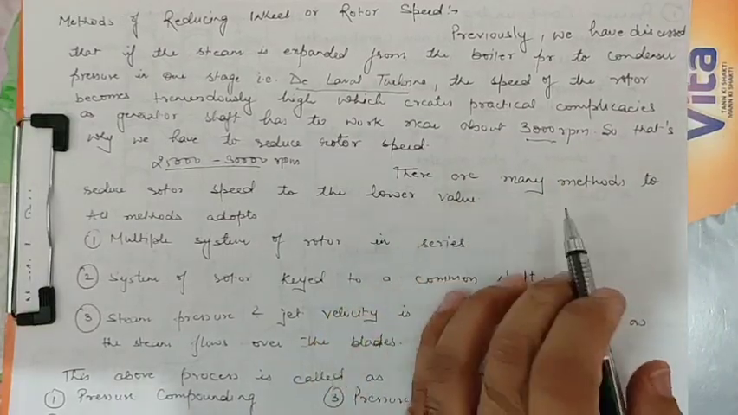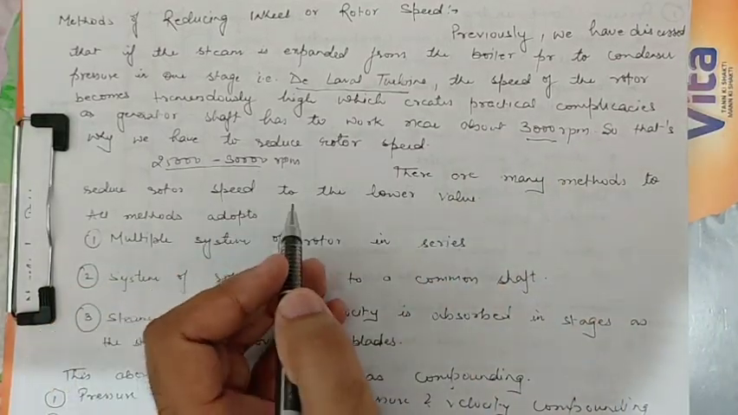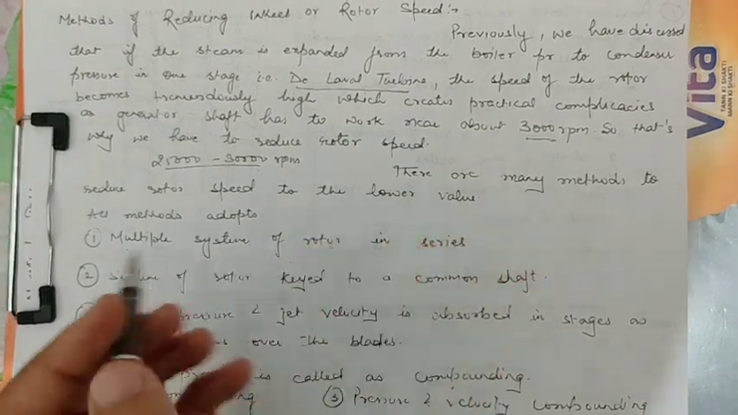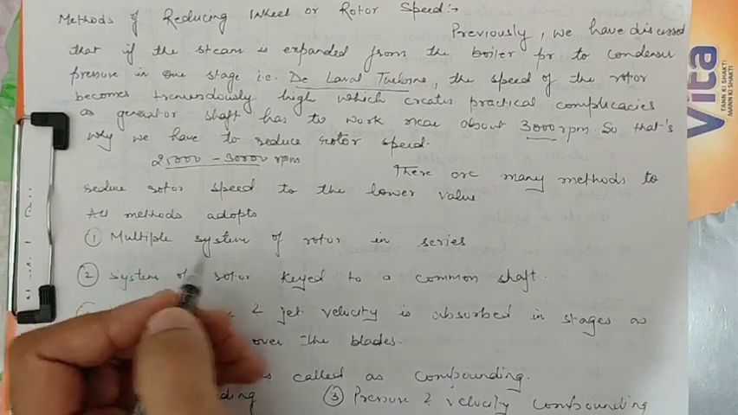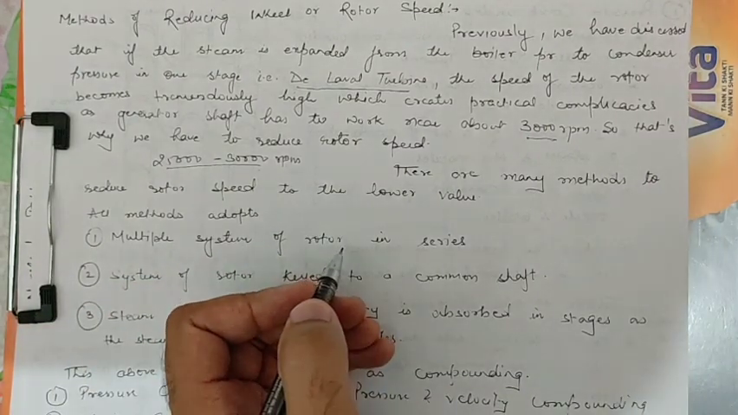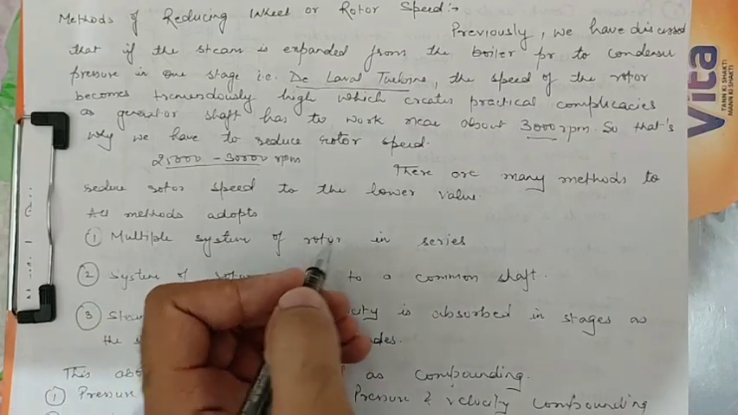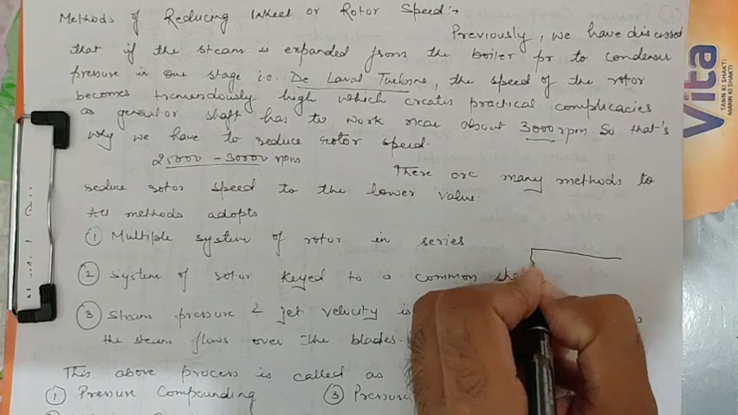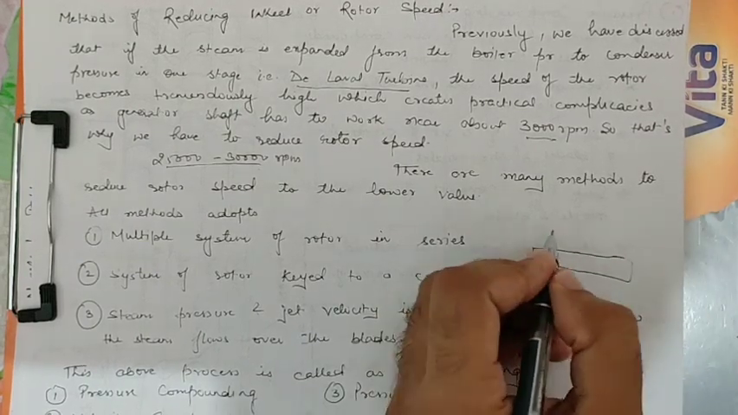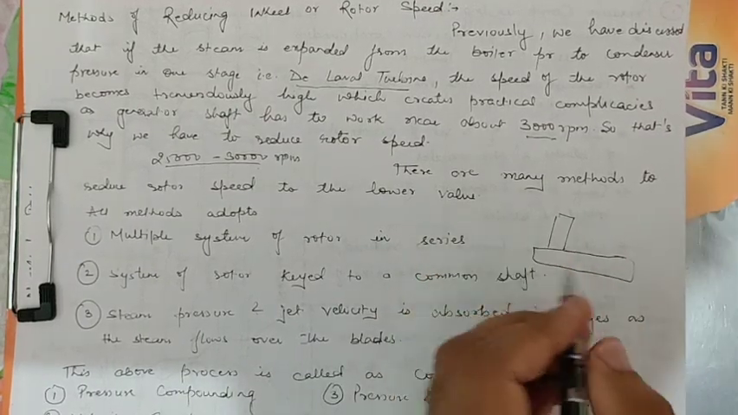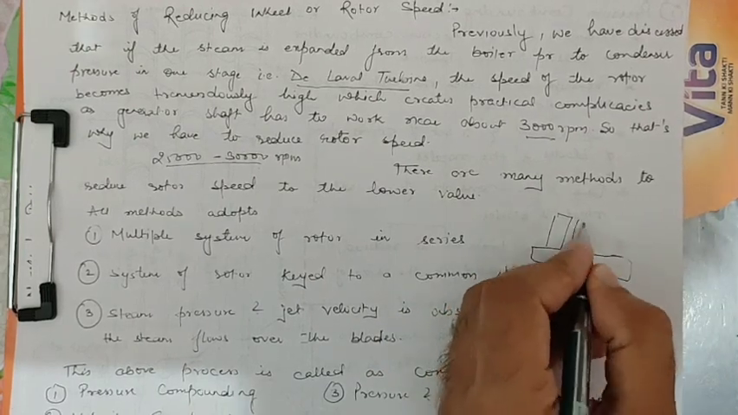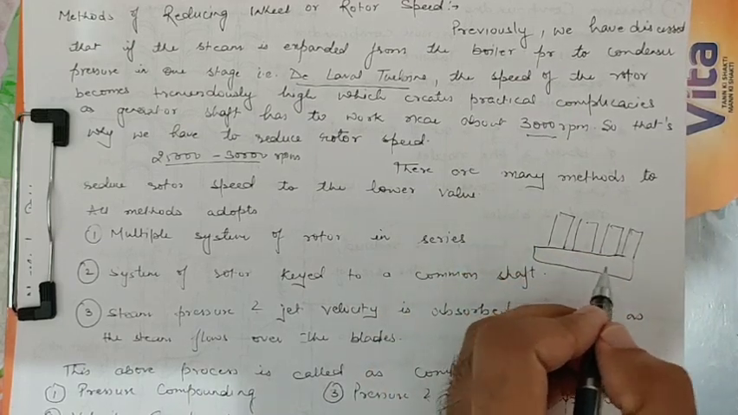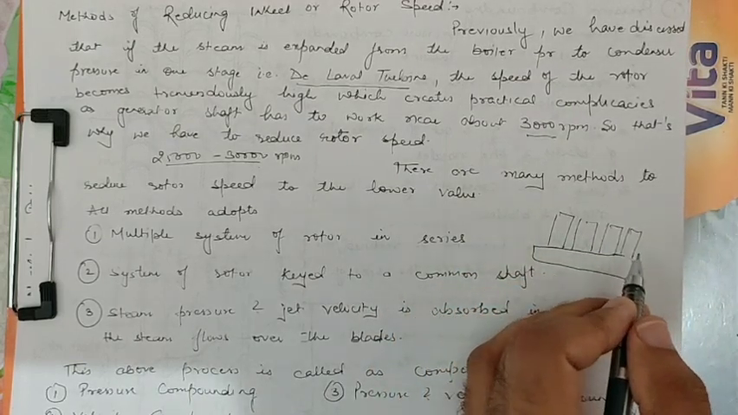So there are many methods to reduce rotor speed to a lower value. And how can we reduce that? First, we can use a multiple rotor system that is attached in series. Let us suppose this is the turbine shaft to which the rotor is attached. In the impulse turbine, a single rotor is attached.